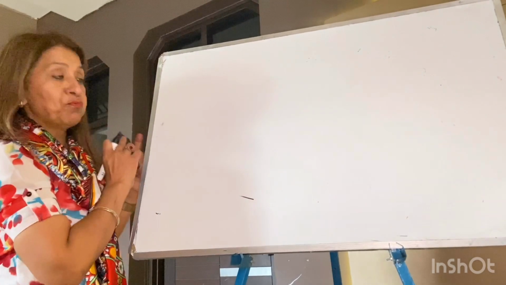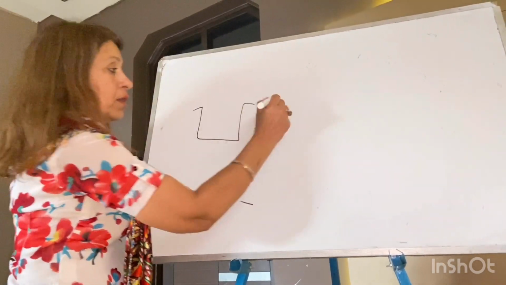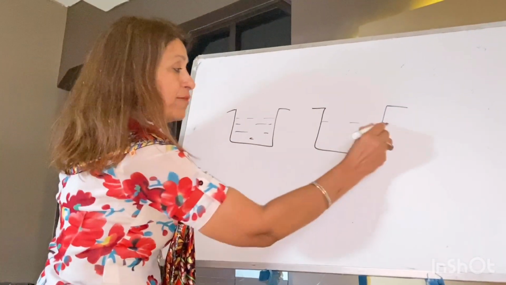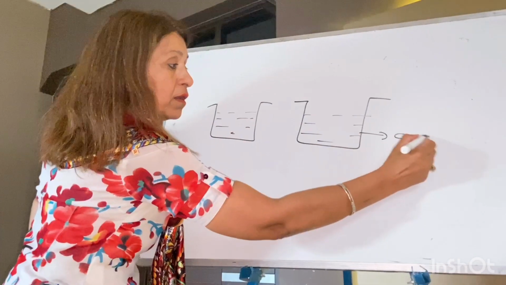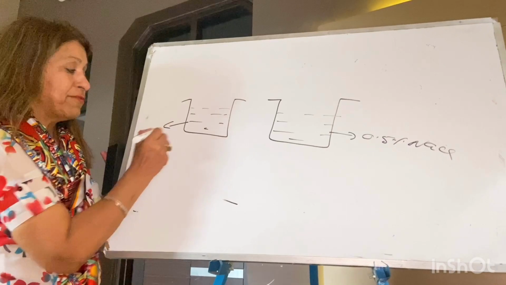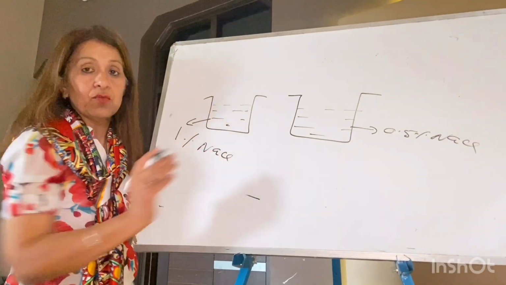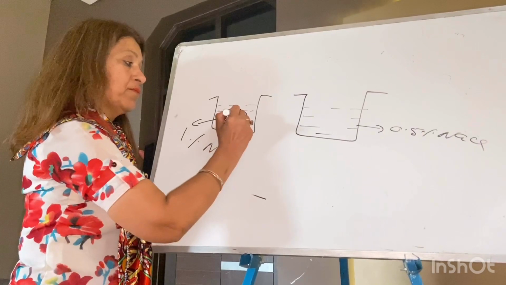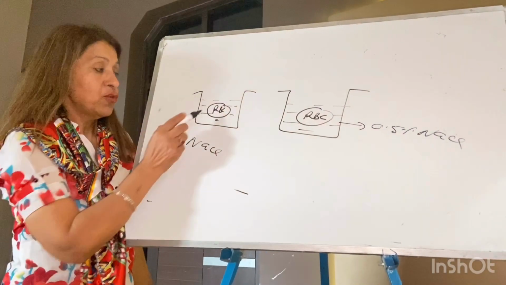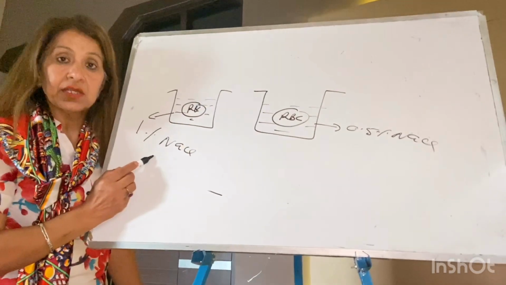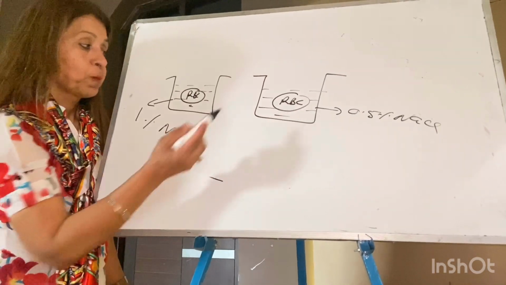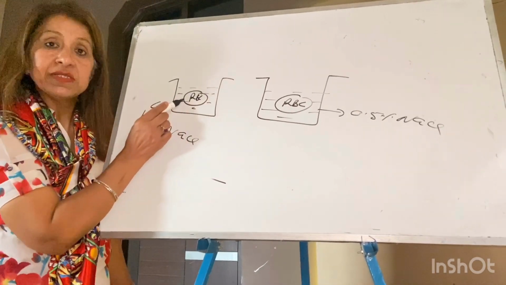I'm taking two beakers. Make the beakers along with me. In one beaker I have taken 0.5% NaCl, that is the less concentrated one. In another beaker I have taken 1% NaCl. And this is my RBC. Write RBC. Here the RBC is put in the concentrated solution, and here the RBC is put in the less concentrated solution. You know there is a semipermeable membrane in this RBC, under the skin.